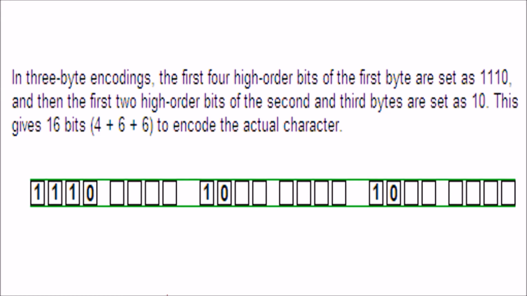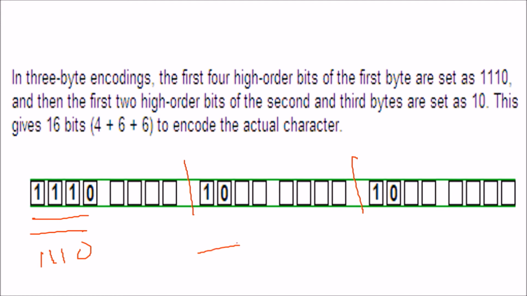Now when we are dealing with 3 byte encoding, this is your first byte, this is your second byte, and this is your third byte. So these are the three bytes. The first 4 higher order bits of the first byte are set to 1110. These are fixed, you cannot change them. This is what the Unicode consortium has done.